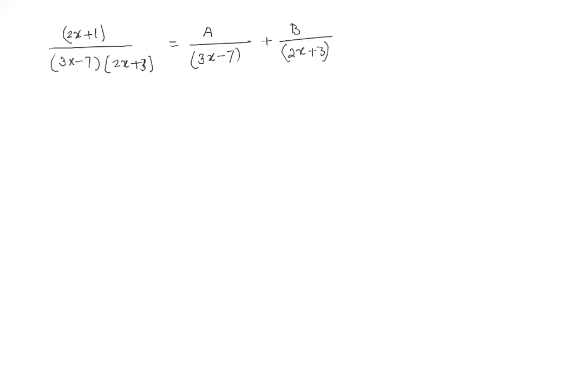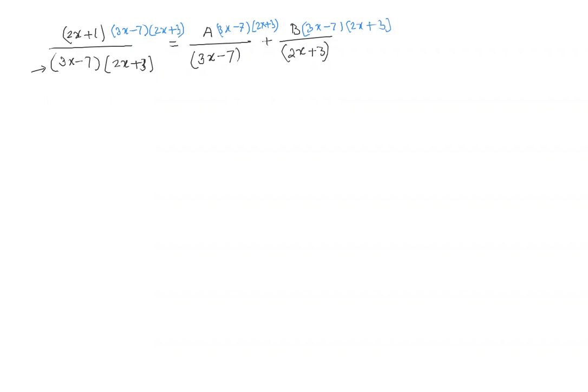So we'll do the partial fraction of this. First thing would be to multiply both sides of this equation by the denominator, right? So 3x minus 7 times 2x plus 3. So let's use a different color so that you can see. 3x minus 7 times 2x plus 3.